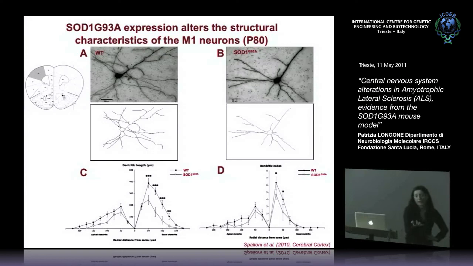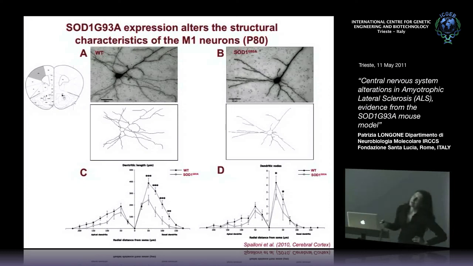We have done this using a classical method, the Golgi-Cox impregnation. In A and B upper panel, you see two neurons from wild type and SOD1 cortical neurons filled with the Golgi solution. Golgi, from Golgi, this type of impregnation has been used for more than 100 years. And you can see that it shows very well the perikaryon, the apical dendrite, and the basal dendrite. And here are the Neurolucida drawings. And then we measured the dendritic length and the dendritic nodes.